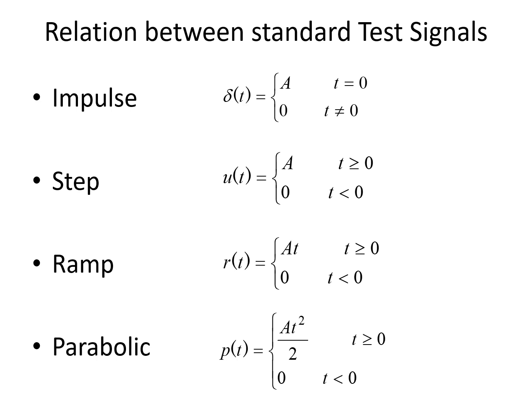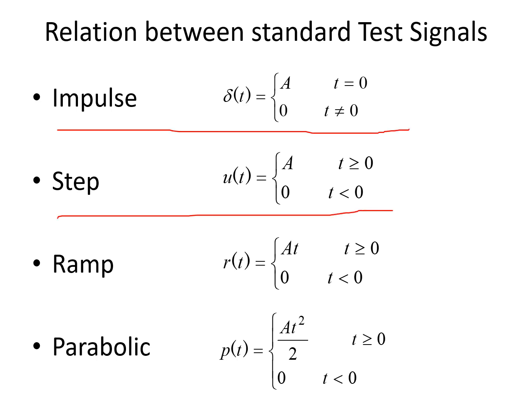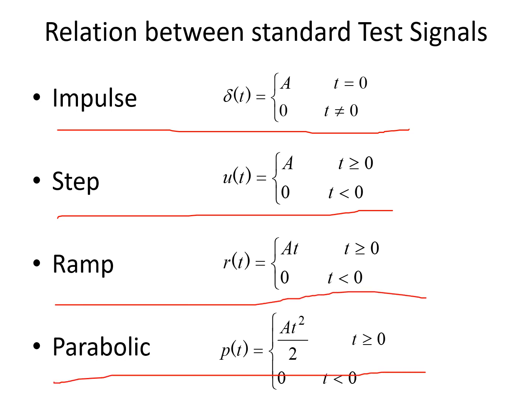Coming to the relationship between the standard signals, your impulse signal is represented like this, your step signal is represented by this equation as discussed previously, and your ramp is represented like this, and your parabolic signal is represented by this equation. So a step signal is nothing but the integral of delta t, or delta t is nothing but the derivative of your step signal, and a ramp signal is taken as t into u of t. So by using one signal you can analyze the other signal.